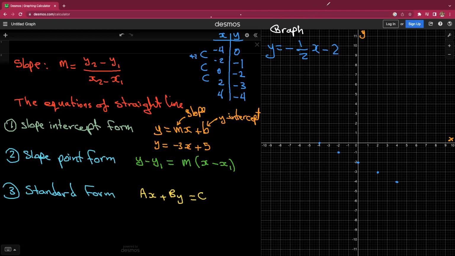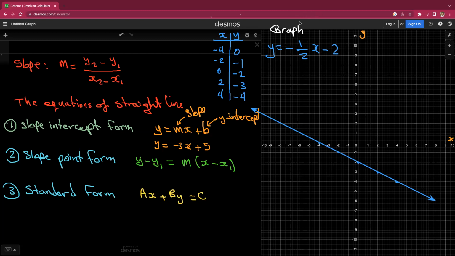So I have 1, 2, 3, 4, 5 points, and I'm just going to go ahead and graph this. So that's how your graph looks.